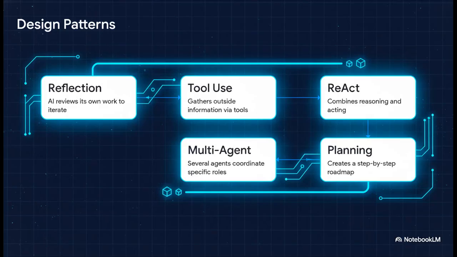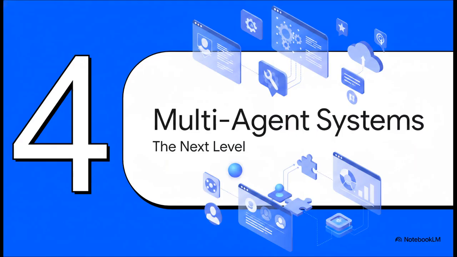Over time, developers have taken these mechanics and built them into 5 core agentic design patterns to make these systems incredibly reliable in the real world. You've got the reflection pattern, which lets the AI review its own work to catch mistakes. The tool use pattern for gathering outside info. The ReAct pattern we just talked about. The planning pattern, which forces the AI to map out a step-by-step roadmap before it takes a single action. And finally, the multi-agent pattern, which sets us up nicely for part 4, multi-agent ecosystems.